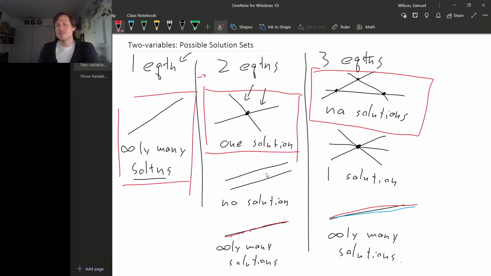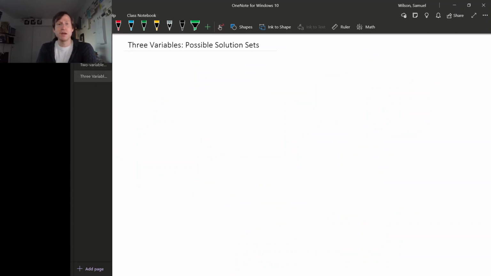So it's not just the number of variables that can influence what the collection of solutions looks like. It's also how many equations you have. All right, so this was all with two variables. Let's see what possible collections of solutions we can get if we have three variables instead of two.